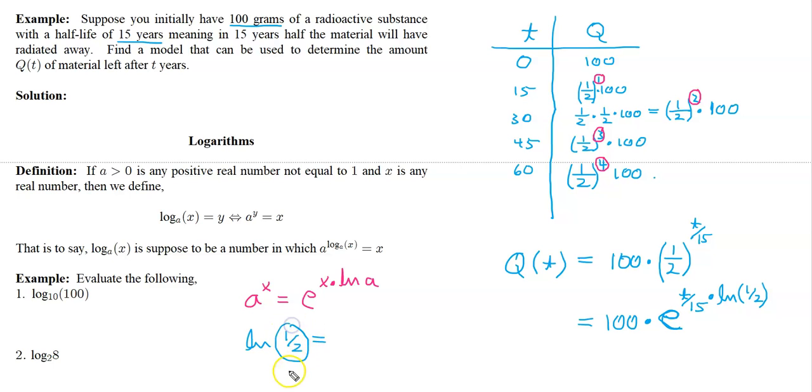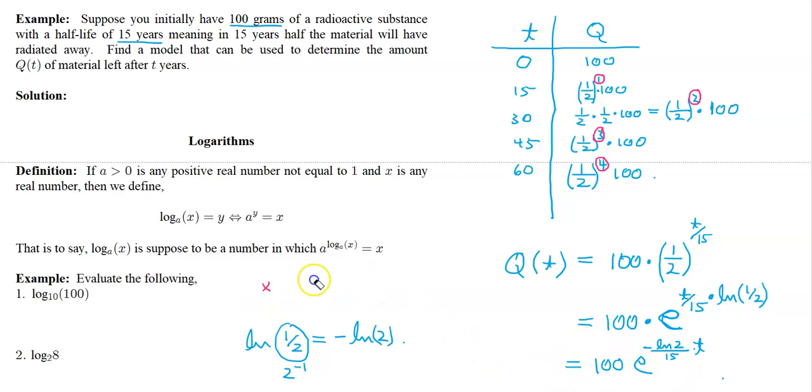1/2 here is 2 to the negative 1. So if we bring that negative 1 out in front of the ln, we could write it as negative the ln of 2. That's a little nicer than having the ln of 1/2 there in our exponent. And so this then becomes, and so here's a nice model for the amount of material left after t years.